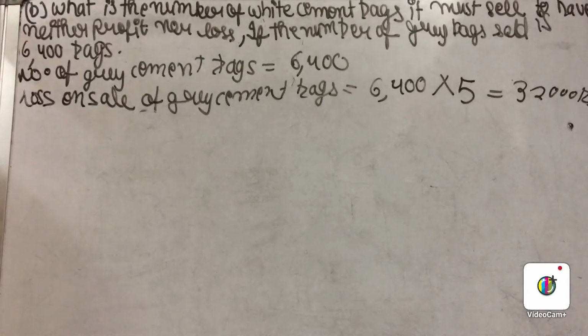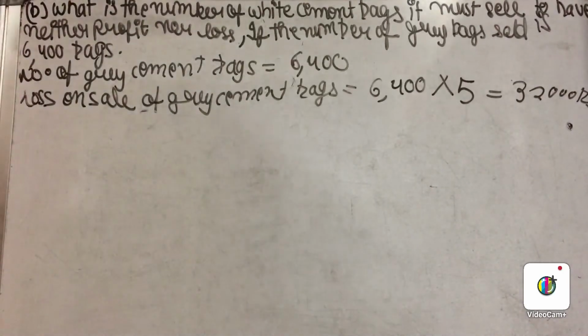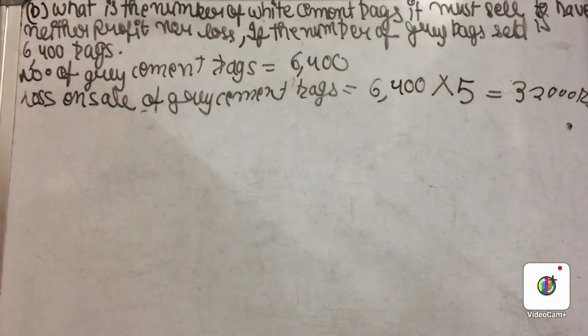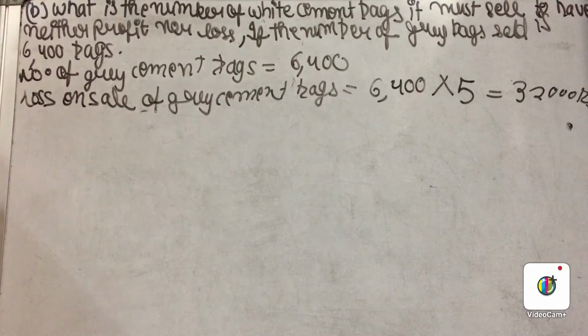So now let us just find out the number of white cement bags. And how would you find out? To find out the number of white cement bags the company must sell to have neither profit nor loss, you have to divide 32,000 by 8, because the profit made by the company by selling each white cement bag is 8 rupees. So to find out the number of white cement bags, you have to divide 32,000 by 8.